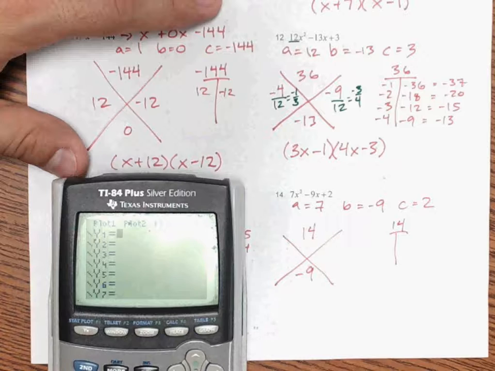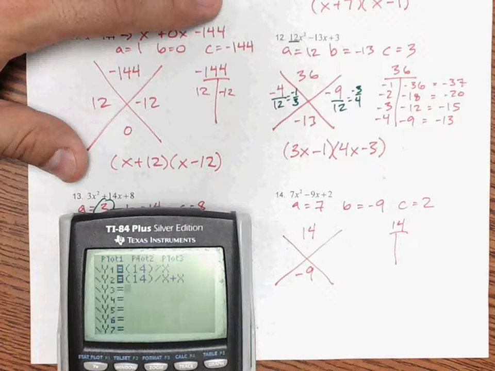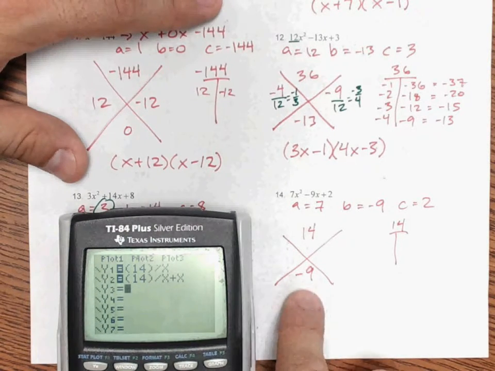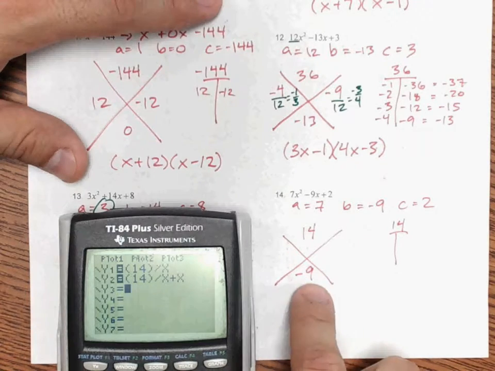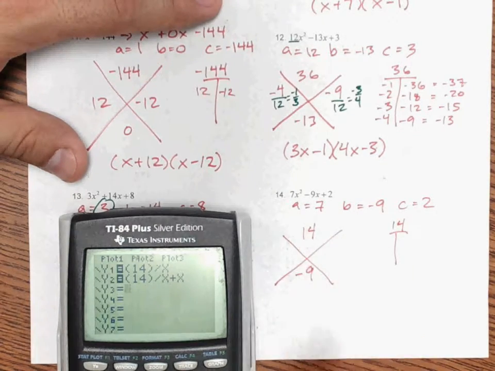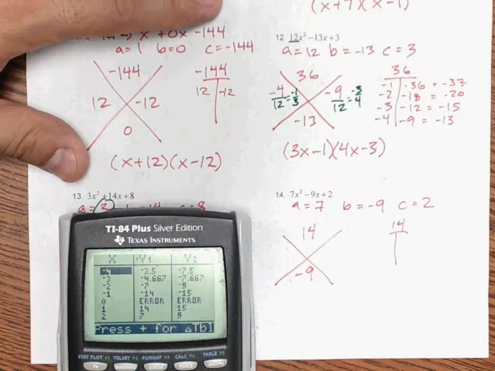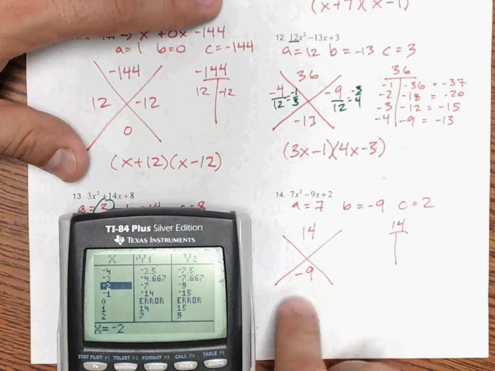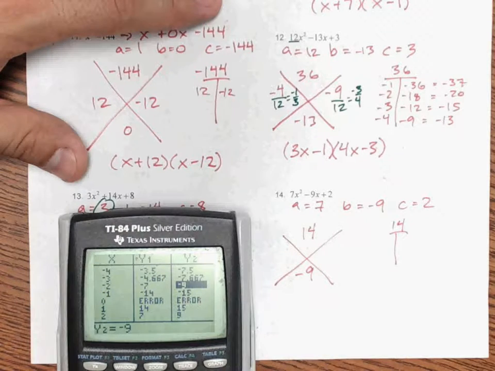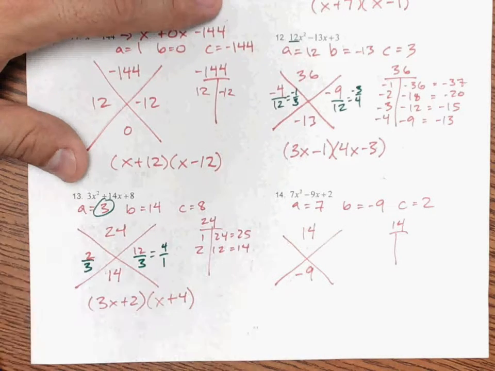So we are going to put 14 divided by x in the top one. In the second one, we are going to put 14 divided by x plus x. Okay? And when we do that, our third column is what we're looking for. We want our third column to be negative 9. Now remember, if this is negative and this is positive, we're going to go up on the table to the negative numbers. So let's go ahead and look over here. I'm looking for negative 9 in the third column. There it is, which means negative 2 and negative 7 are my factors.